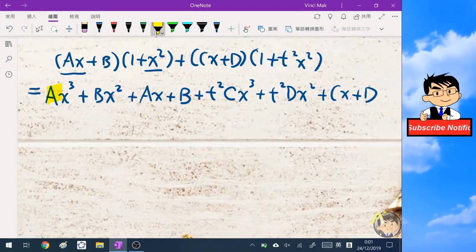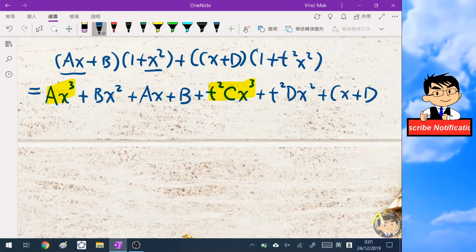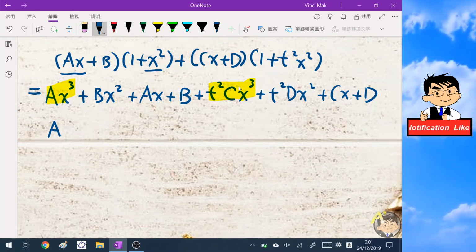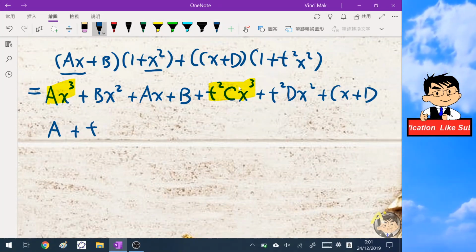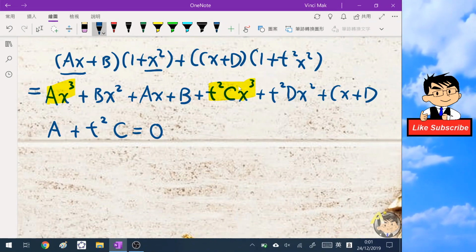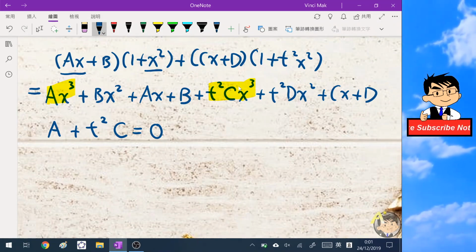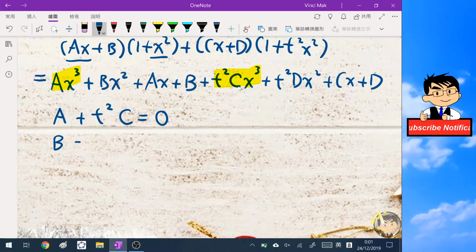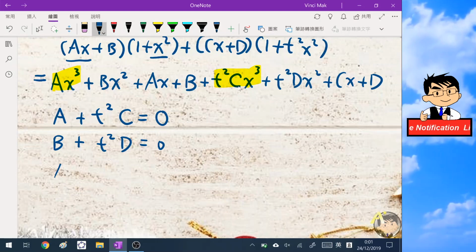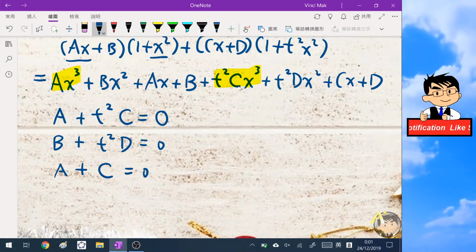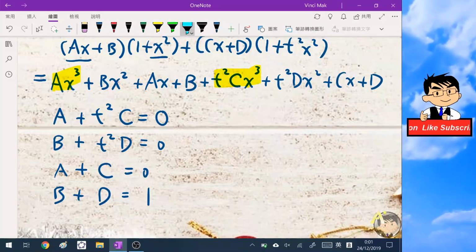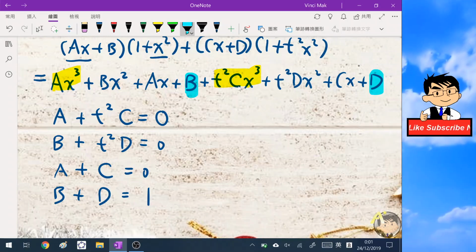I use a highlight pen. For the x cubed term, we know that a plus t squared c is equal to 0, because there's no x cubed term on the left. So I will write all the coefficients out. b plus t squared d equals 0, a plus c equals 0, and b plus d equals 1, because it is the constant term here, b plus d.